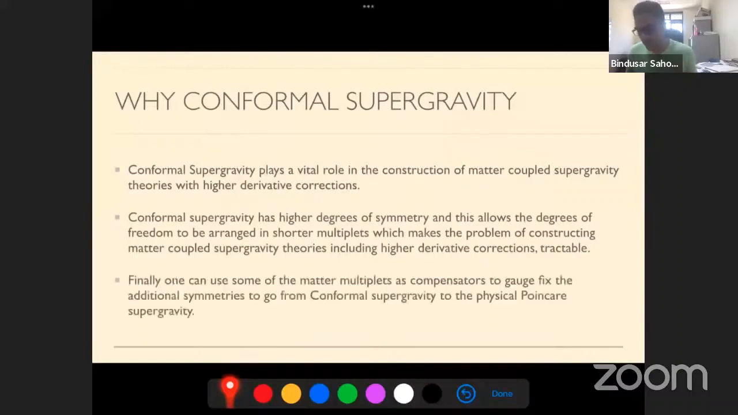And finally, one can use some of these matter multiplets as compensators to gauge fix additional symmetries, to go from conformal supergravity to the physical Poincare supergravity. So there is a systematic procedure to do this. And in the pre-learn session, I think Madhu talked about some of these techniques called superconformal multiplet calculus. Okay, so I will briefly discuss them.